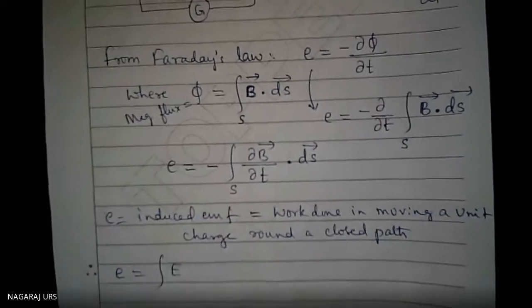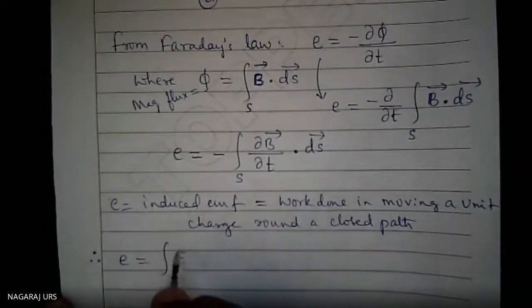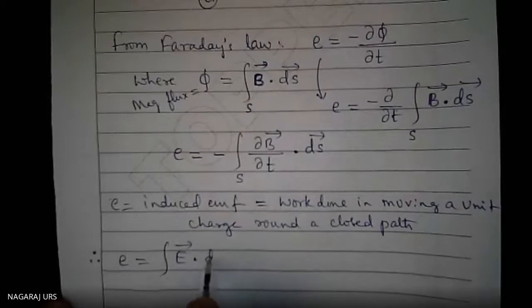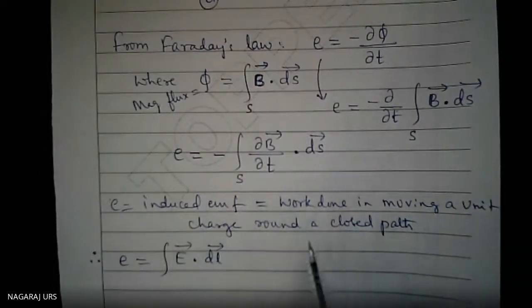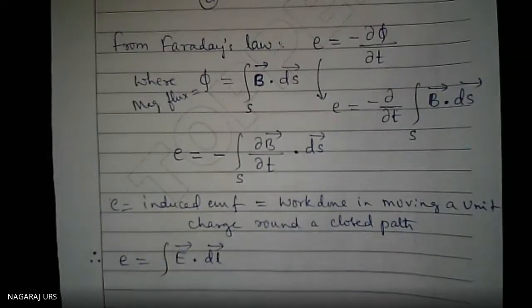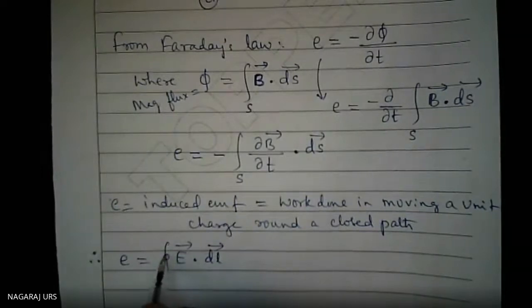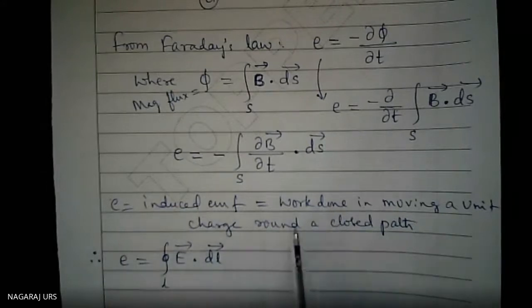Using this, E dot dl. This is a line integral because there is a closed path present here. Through that path, whatever unit positive charge is flowing, the work done by the system is called the EMF. So E dot dl over a closed path I am supposed to consider here. Therefore, I will write a small round mark, which means it is a closed path.